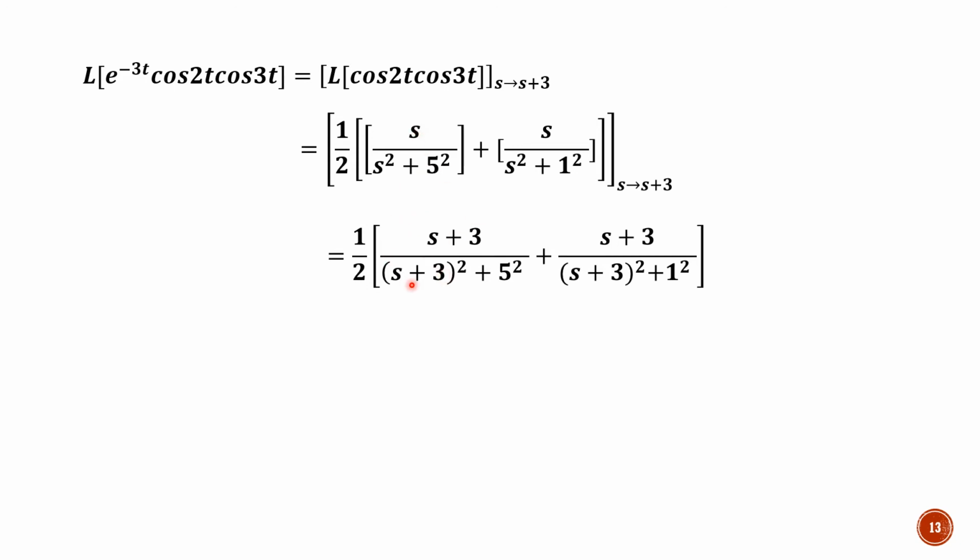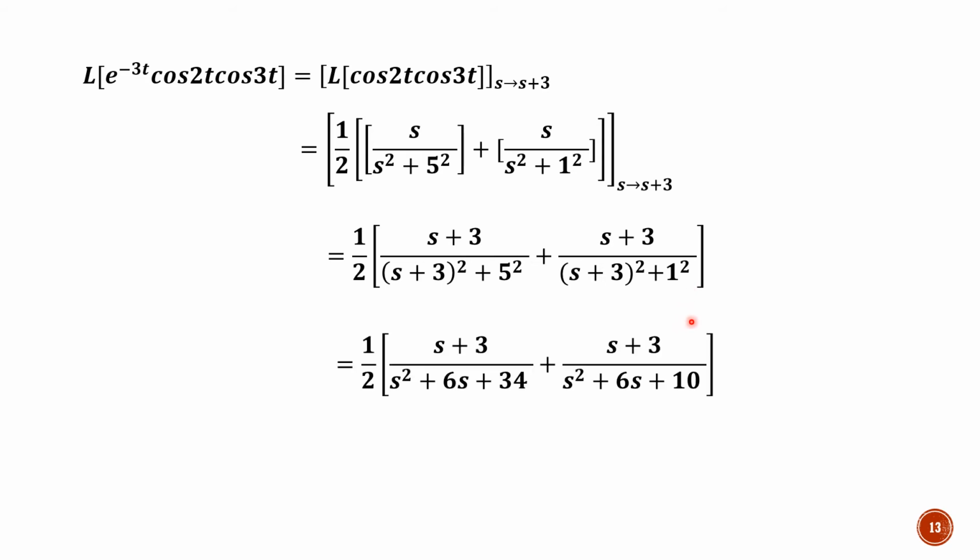So we will have s plus 3 upon s plus 3 the whole square plus 5 square. Again replacing s by s plus 3, s plus 3 upon s plus 3 the whole square plus 1 square. Or we can simplify this. So half of s plus 3 upon, open the bracket here, s square plus 6s plus 9 plus 25. So 9 plus 25 is 34. s square plus 6s plus 9 plus 1, that is 10. So we have s plus 3 upon s square plus 6s plus 34, and here we get s plus 3 upon s square plus 6s plus 10.